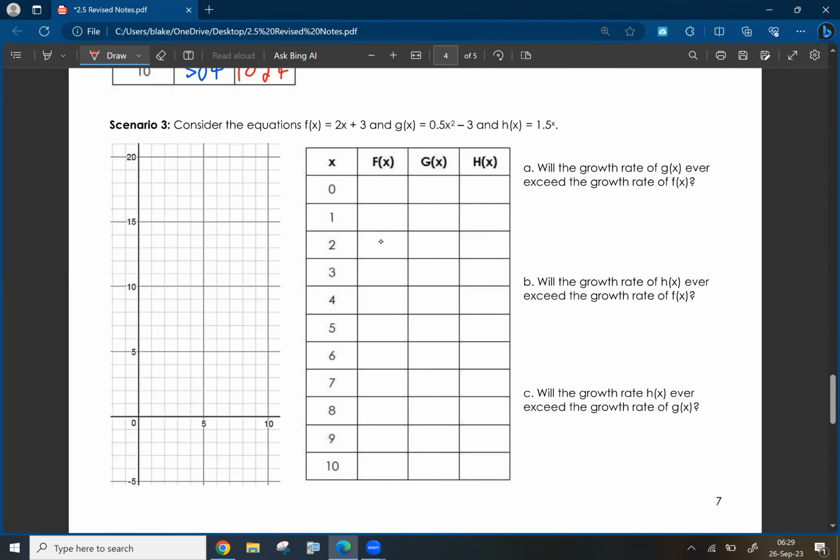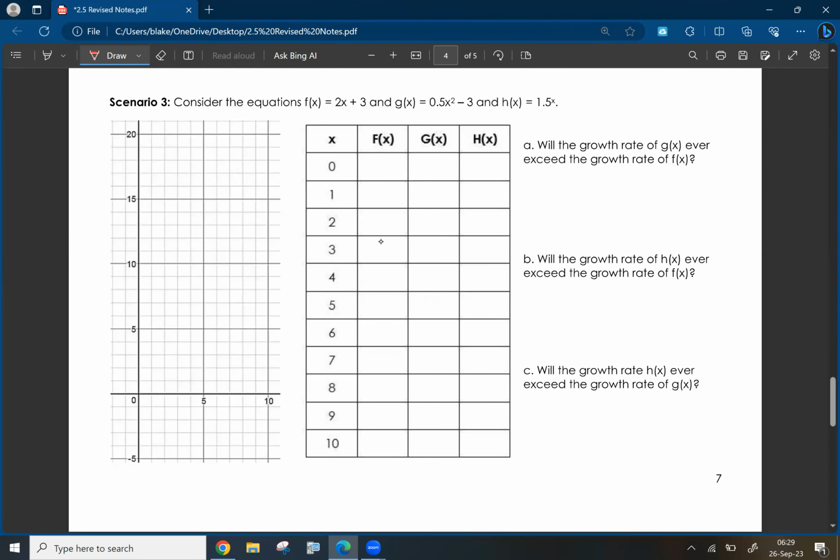All right, scenario 3. Will the growth rate of g of x ever exceed the growth rate of f of x? All right, so let's put these together. So we have f of x, which is linear. Again, I'm going to go ahead and fill this table in and draw out the graph so we can talk about it. So give me 1 second.